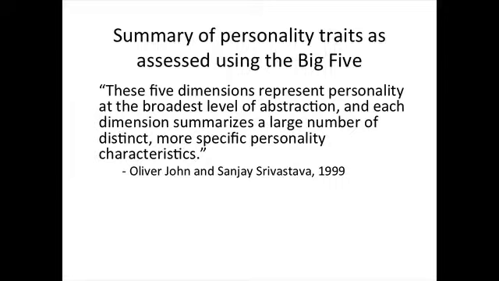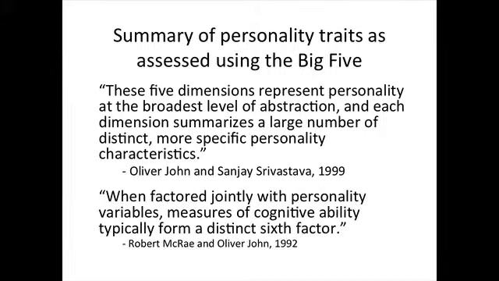Another important point to emphasize is that the psychologists who developed the Big Five inventory considered it as a reflection of personality, but not of cognitive ability. McCrae and John, in their 1992 article describing the Big Five and how they might be used, stated explicitly that, quote, "when factored jointly with personality variables, measures of cognitive ability typically form a distinct 6th factor."